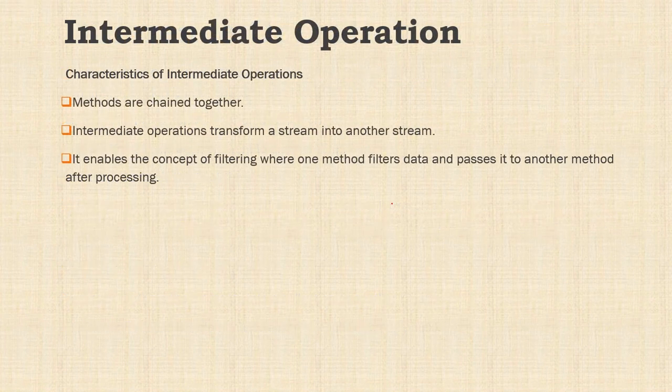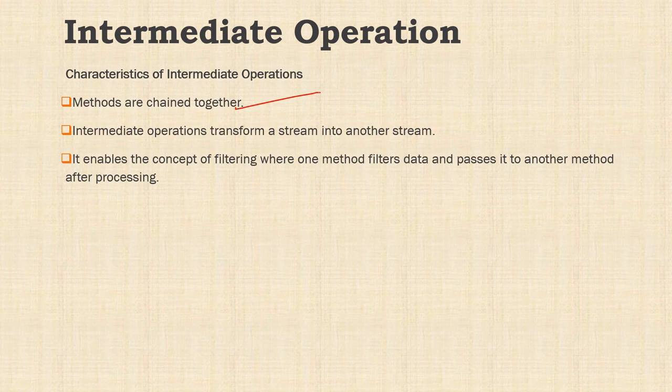And intermediate operations. So the characteristics of intermediate operations: methods are chained together, so you can perform them one by one. Like in the diagram we have seen, we can do filtering, mapping and sorting, everything with the help of one stream only. No need to take another stream, and you can perform multiple operations one by one. This is the advantage of intermediate operations.